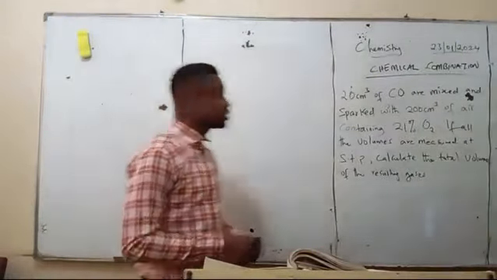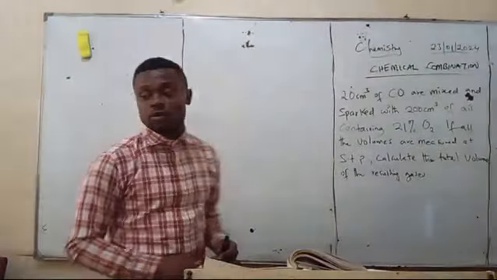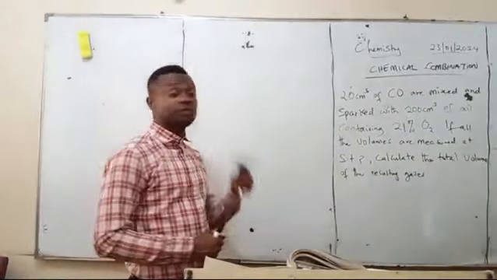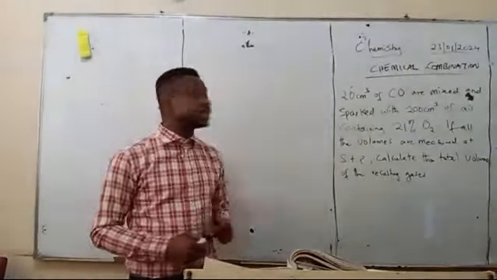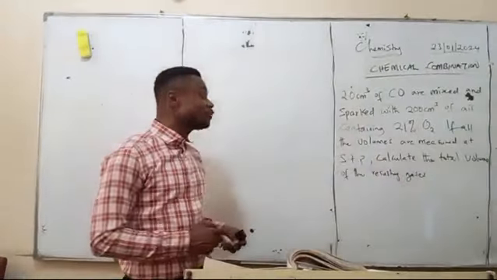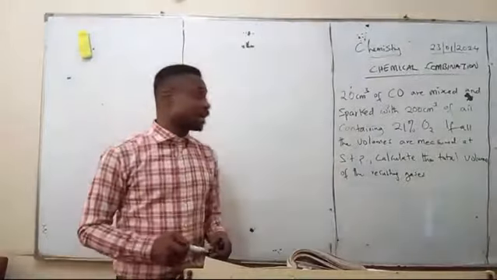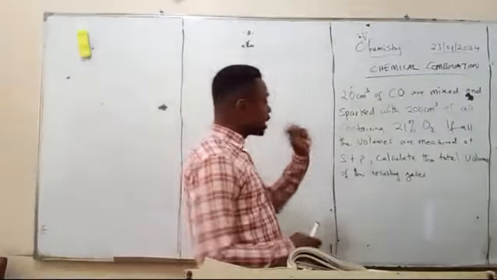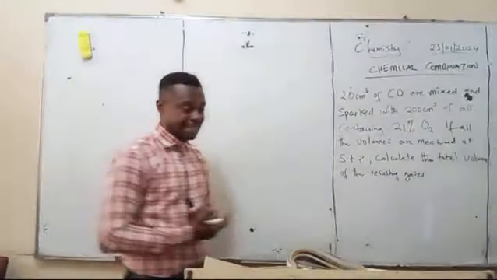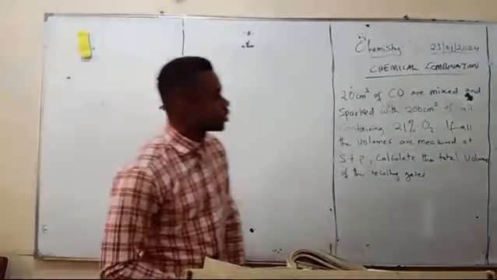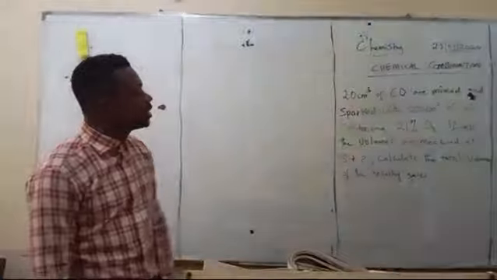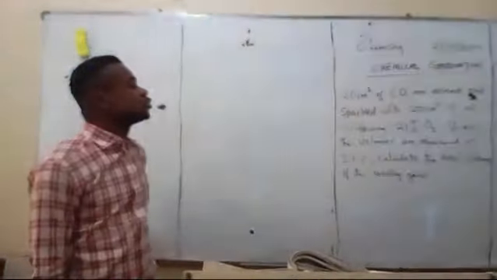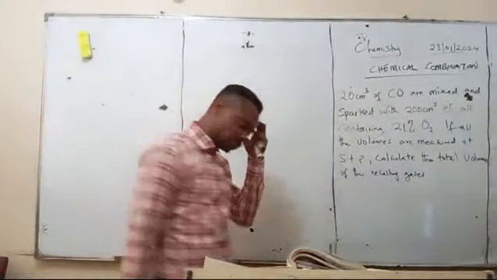All right, let's look at this question. The question says 20 cm cube of carbon dioxide are mixed and sparked with 200 cm cube of air containing 21% oxygen. If all the volumes are measured at STP, calculate the total volume of the resulting gases. Let's look at the question again. It says 20 cm cube of carbon dioxide are mixed and sparked with 200 cm cube of air. So tell me your thoughts here.